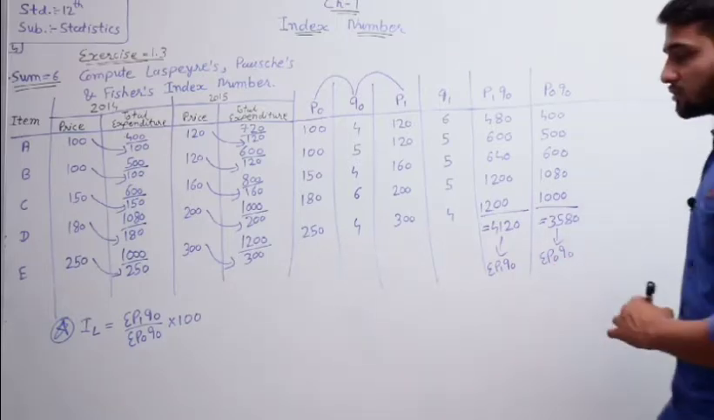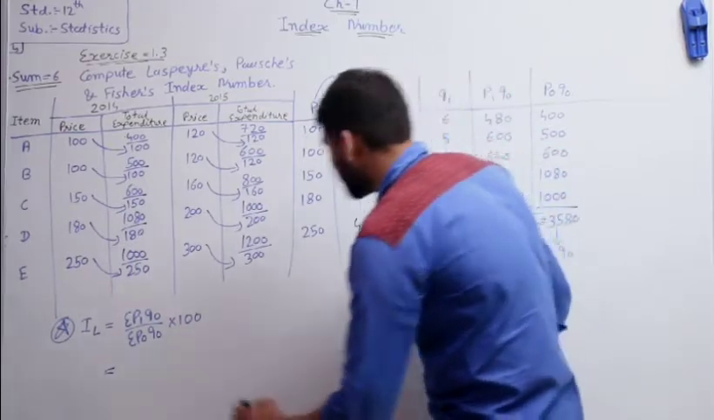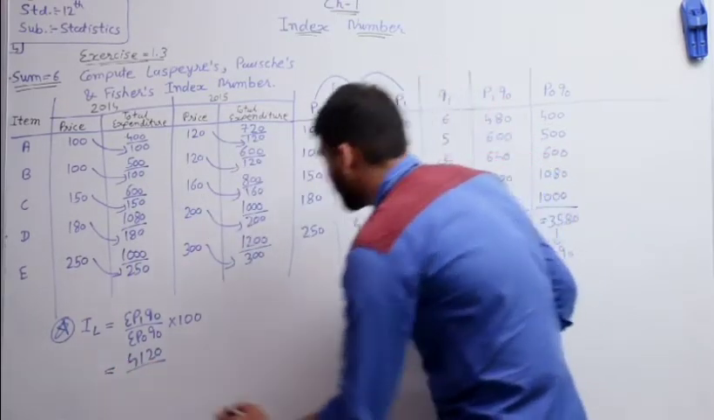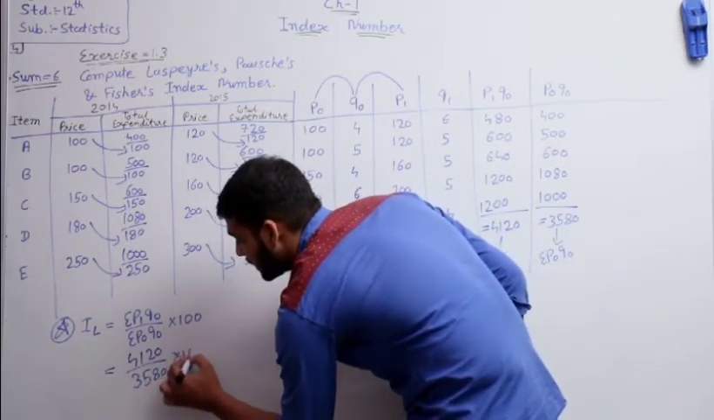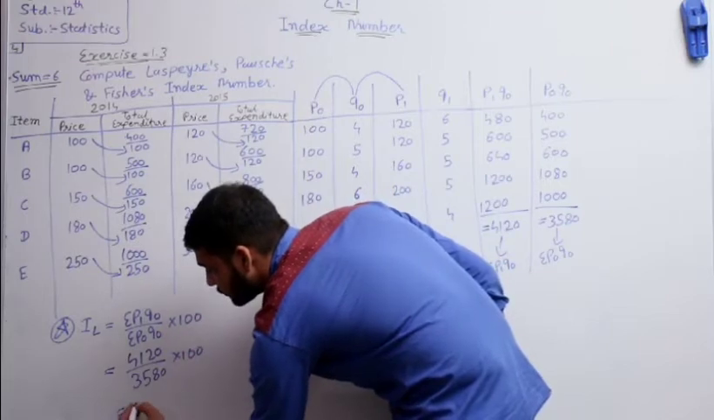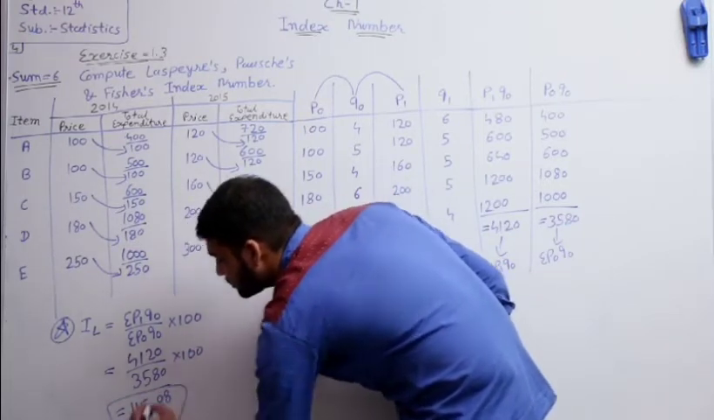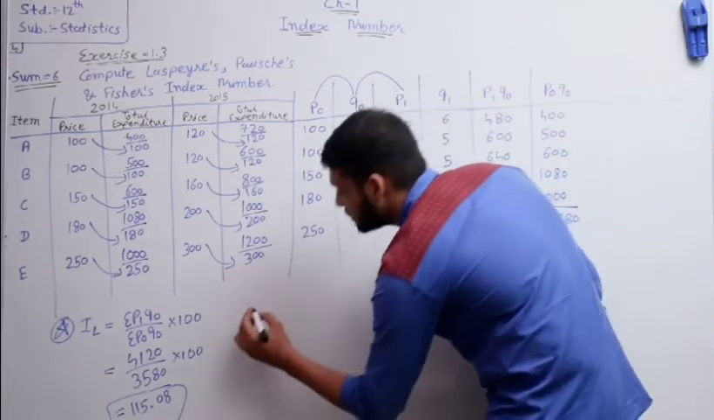Now these values are put in the formula. First 4120 divided by 3580 multiplied by 100, so our answer is 115.08. Understood students? Okay.